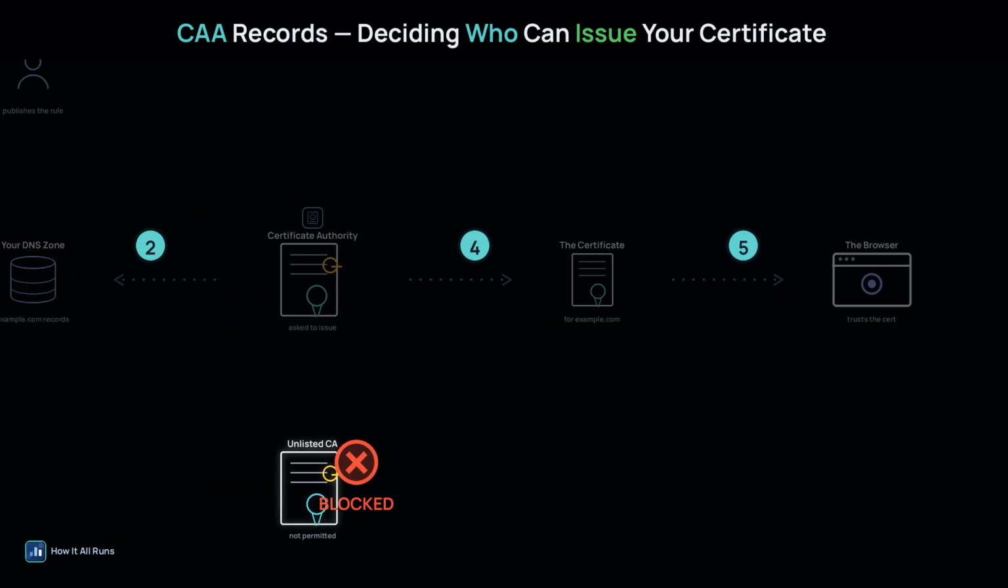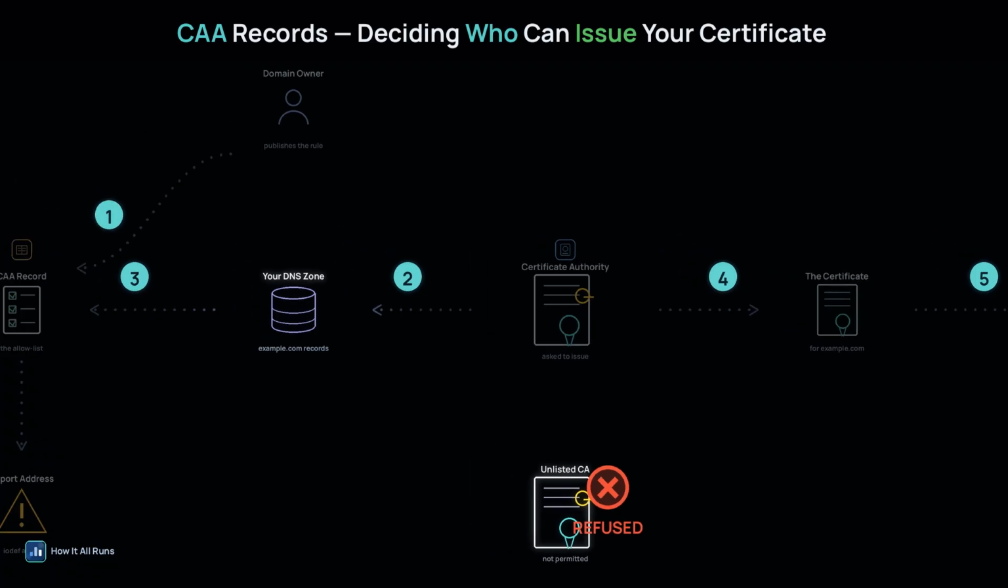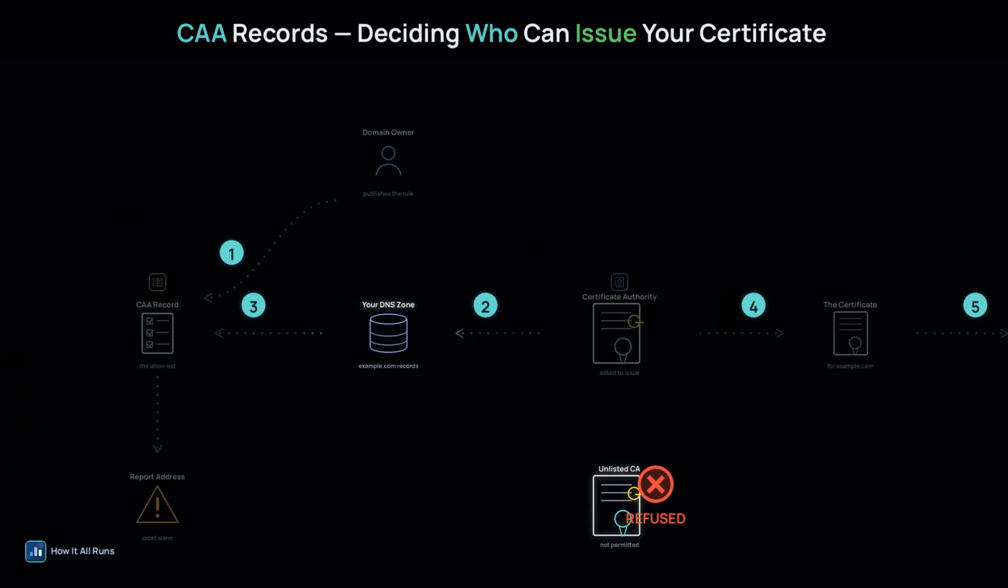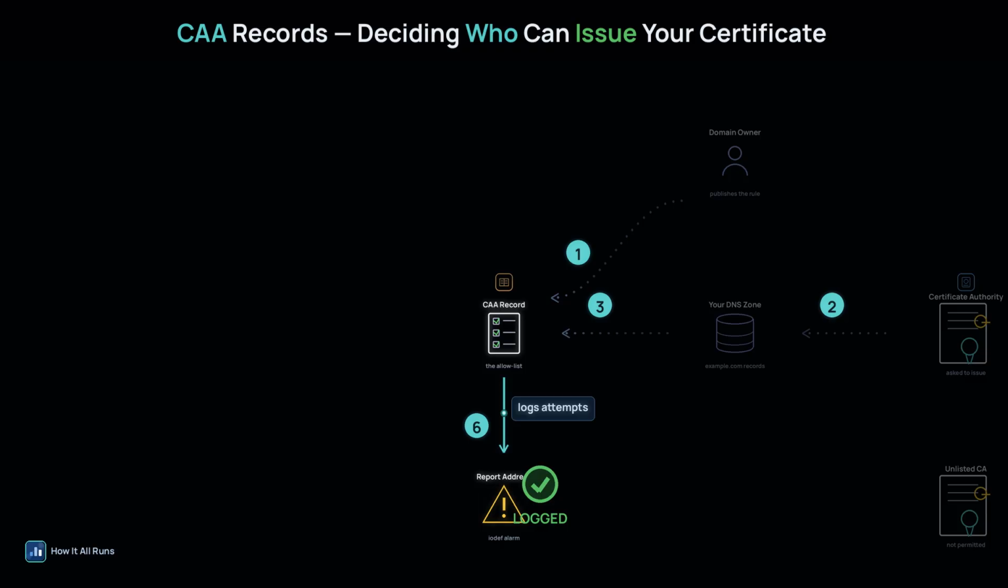Now the hostile case. A different authority, one you never listed, is tricked or compromised into issuing for example.com. This is exactly the disaster the whole system is meant to prevent from ever happening. But it is bound by the same rule. It queries your DNS, reads the CAA record, and finds its own name absent from your allow list. Obligated to obey, it refuses, and no certificate is ever minted. And because you added the report tag, the blocked attempt is not silent. The authority sends a notice to the address you named, so you learn that someone tried to obtain a certificate they should not.